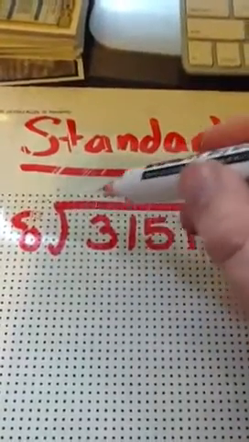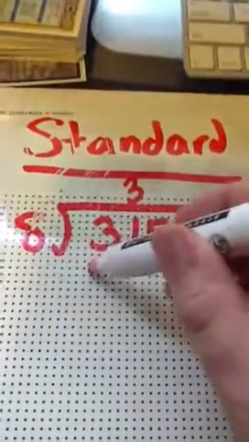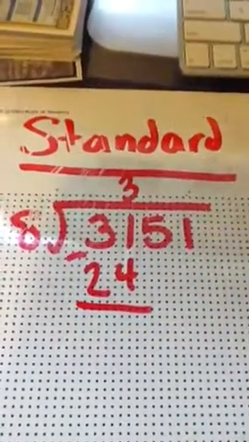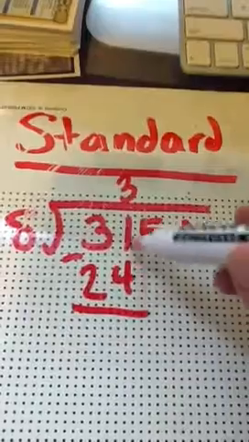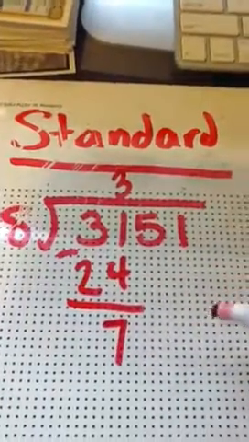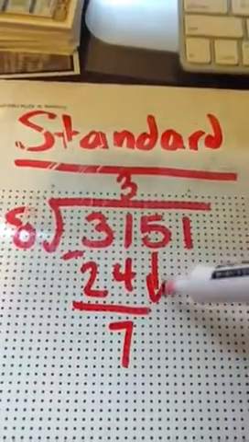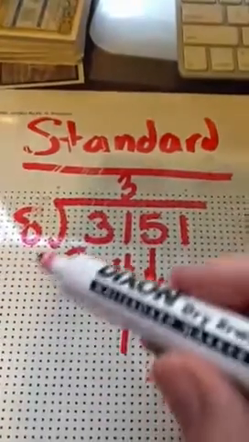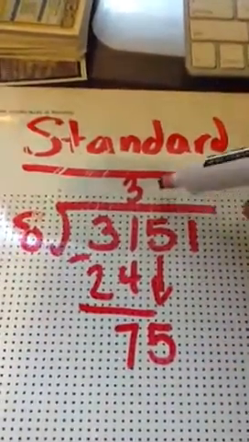And then you're going to go M. 8 times 3 is 24. Put your 24 down. Go ahead, S, subtract. 31 minus 24 is 7. And then you're going to B, bring down. So you have 75. So now you have to think, how many times does 8 go into 75?